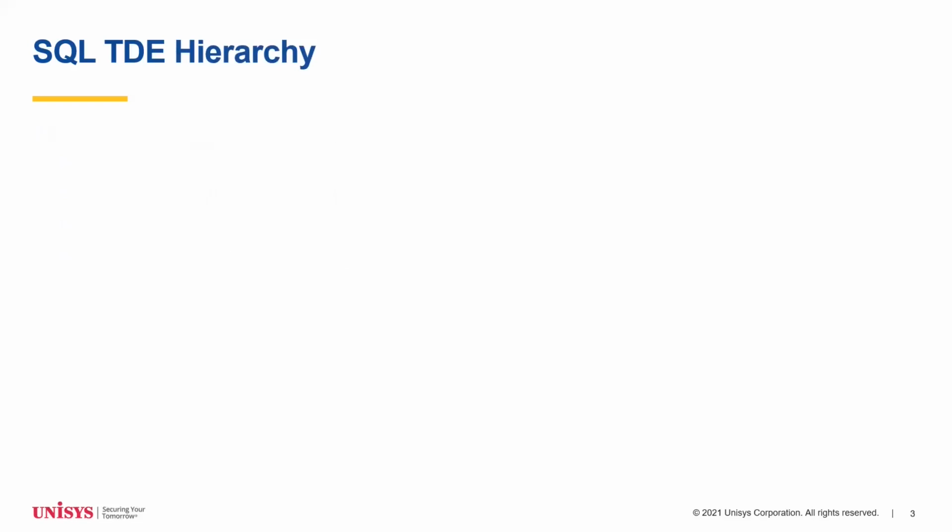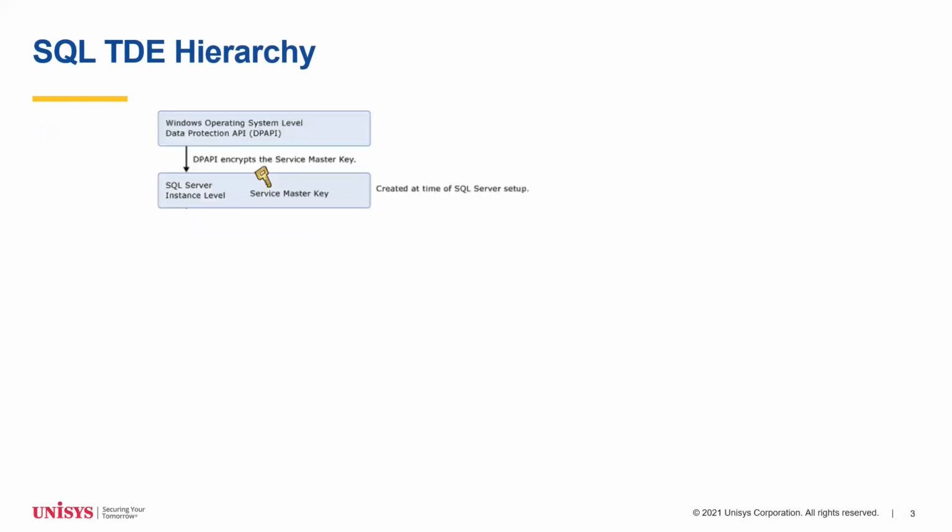Now we will talk about the high-level architecture of TDE encryption. There are multiple levels of protection done in this hierarchy. First, Windows operating system level data protection, then SQL Server instance level protection via the service master key. These two protections come by default with the operating system and SQL Server instance.